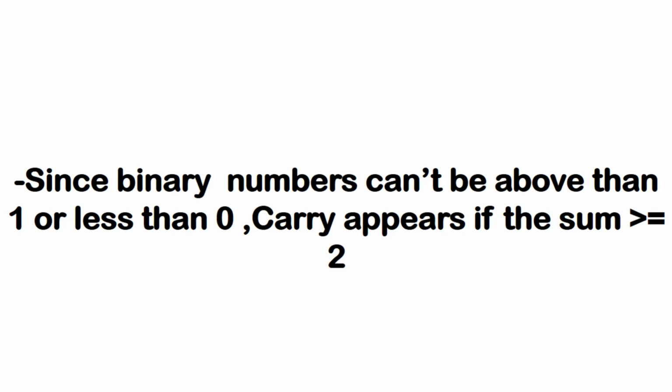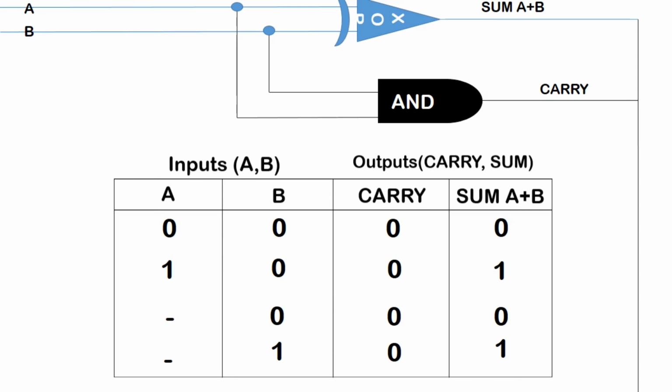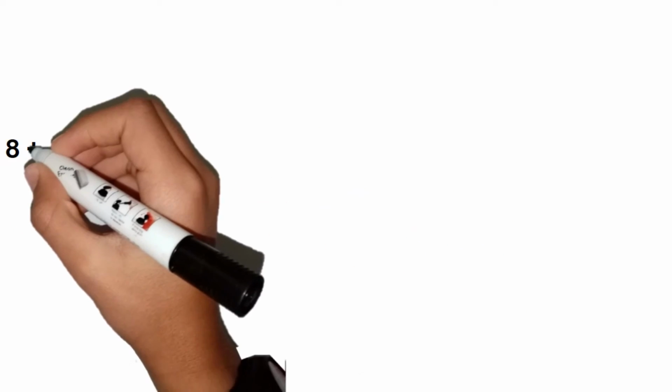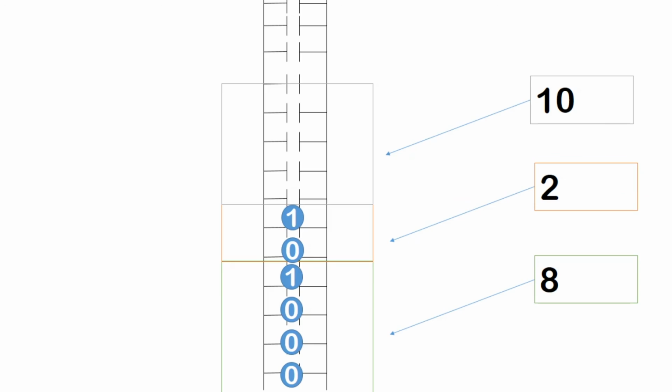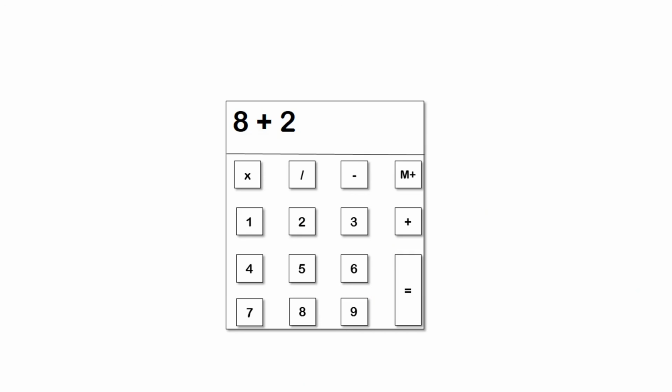So let's get back to what we were at and see the results. This is 2, this is 8, and this is 10. If there is a carry, the microprocessor uses a full adder. And finally, the result of your addition is 10 or 1010 that gets stored in the RAM and then decoded by the microprocessor and finally displayed on your screen. Yay!